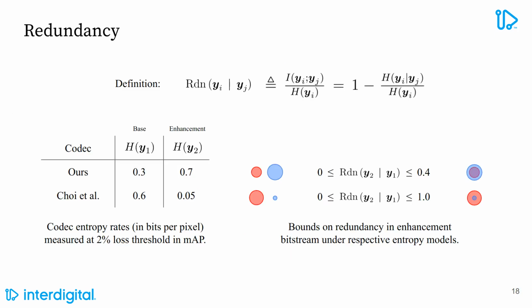The bit rates of our scalable codec versus Choi et al.'s codec are tabulated on the left. These were all measured at a 2% loss threshold in mean average precision for consistency. We define a metric for measuring redundancy as the fraction of the bit stream yj that is contained in another bit stream yi. This is sometimes also known as the uncertainty coefficient or proficiency. Based on the tabulated values, we establish the bounds on redundancy in the enhancement bit stream as shown. Under the tested configuration, we estimate that ours has a tighter upper bound on redundancy.